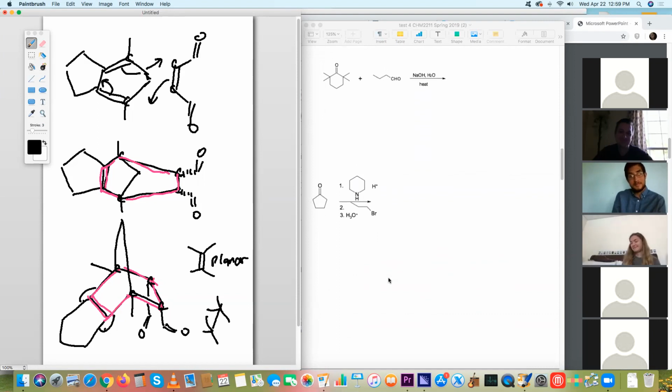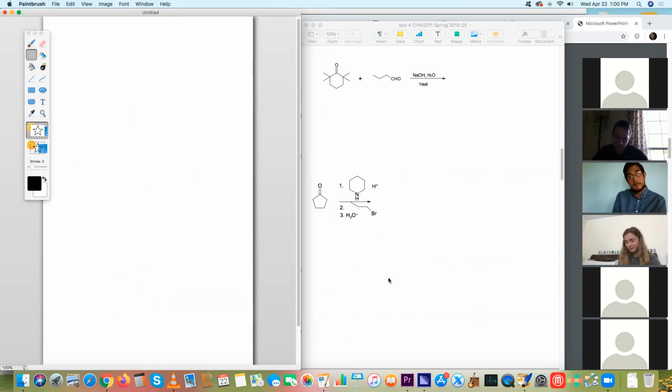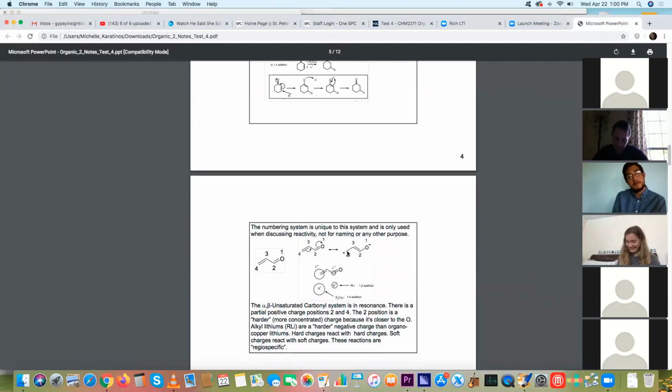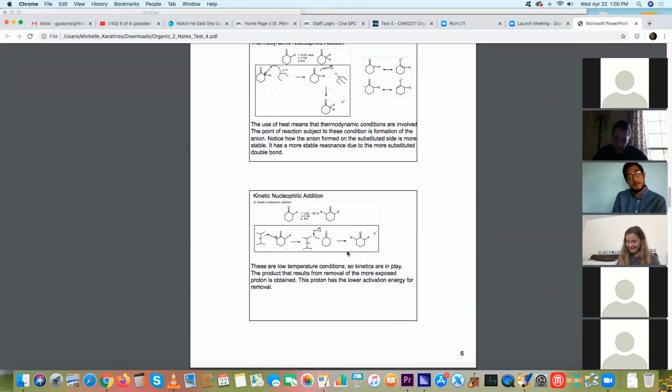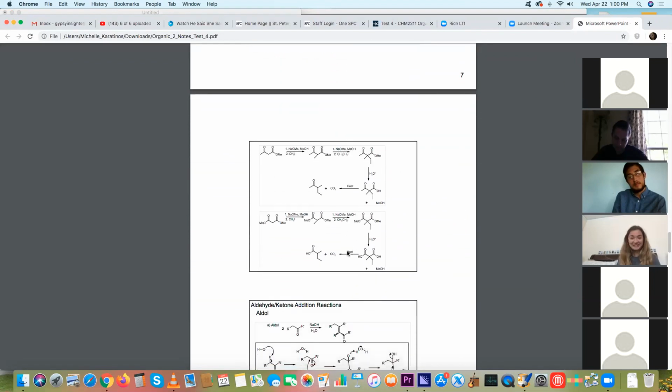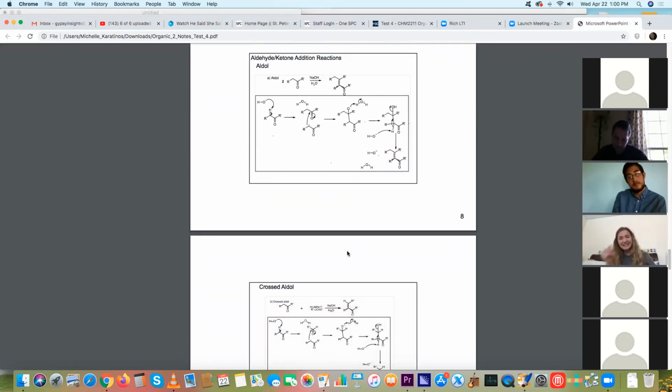Now this here at the top, this is an aldol condensation. More specifically, I'd call it a crossed aldol condensation. And again, it's a crossed aldol in the same way that the other one was a crossed Claisen. So let's go take a squiz at what that looks like. Here we go.